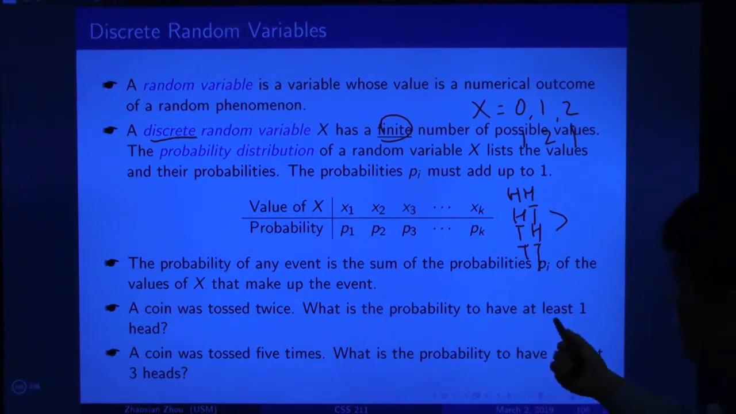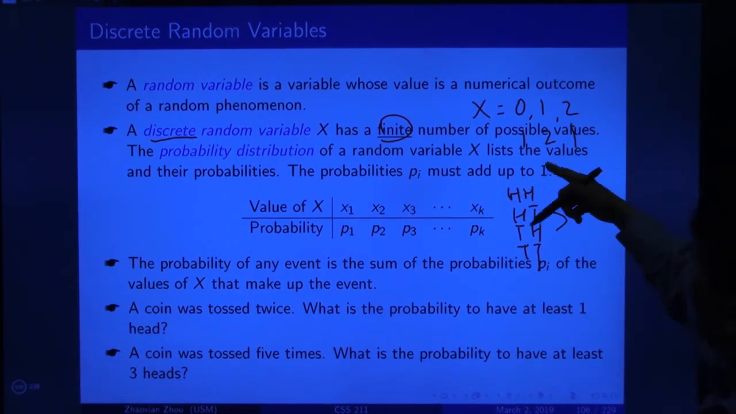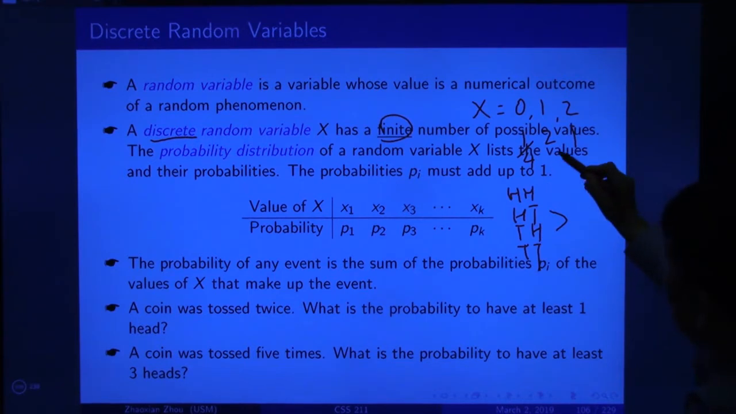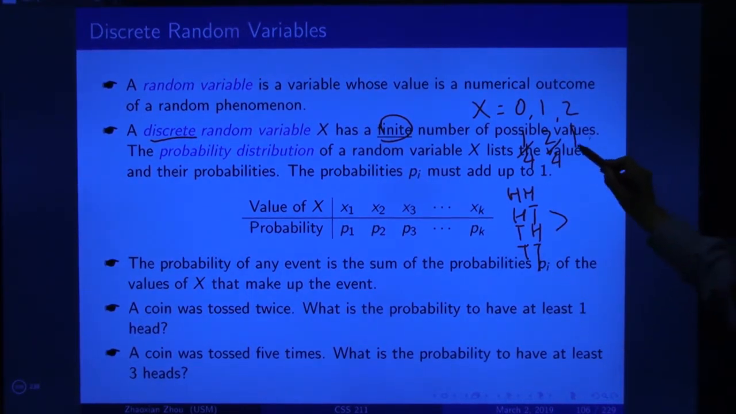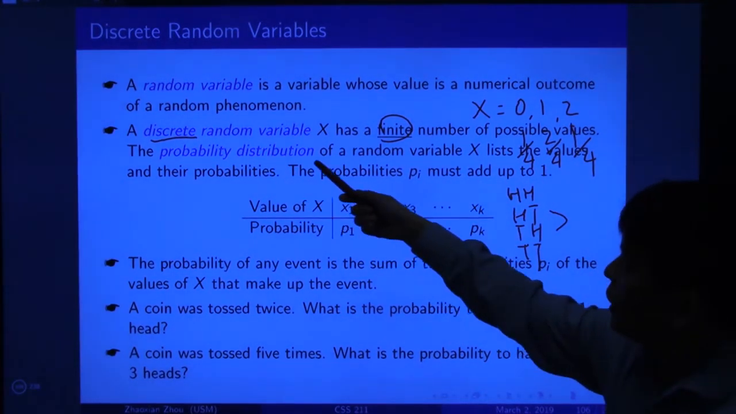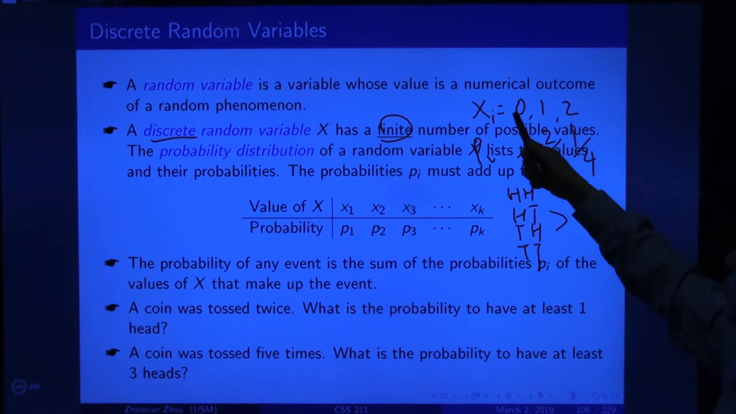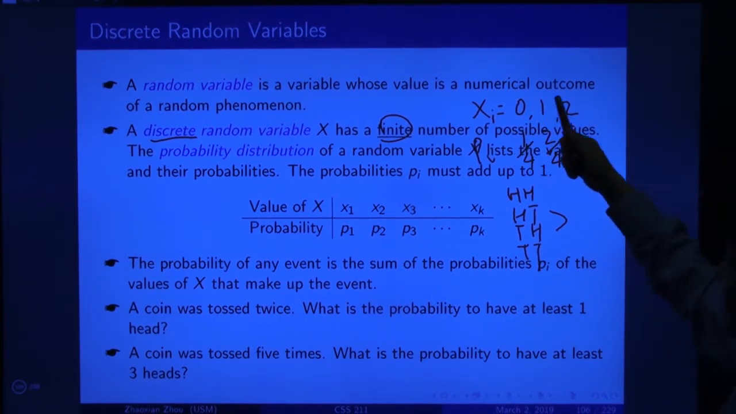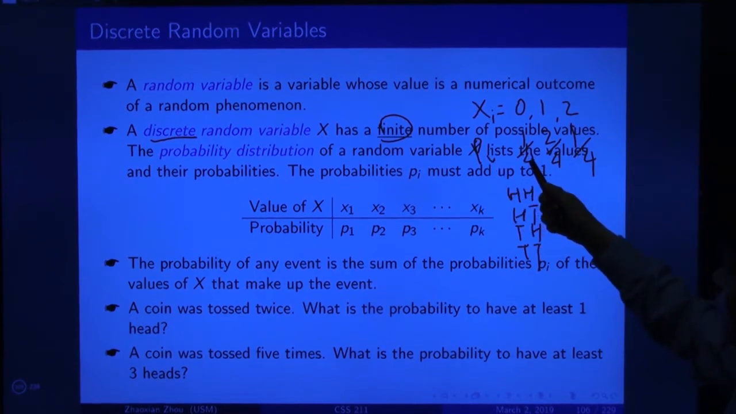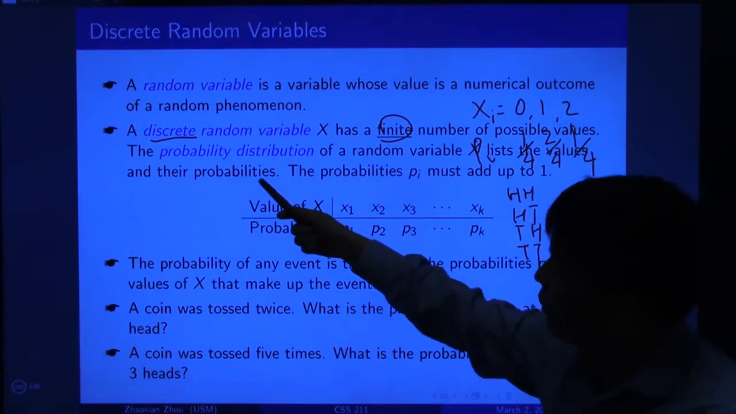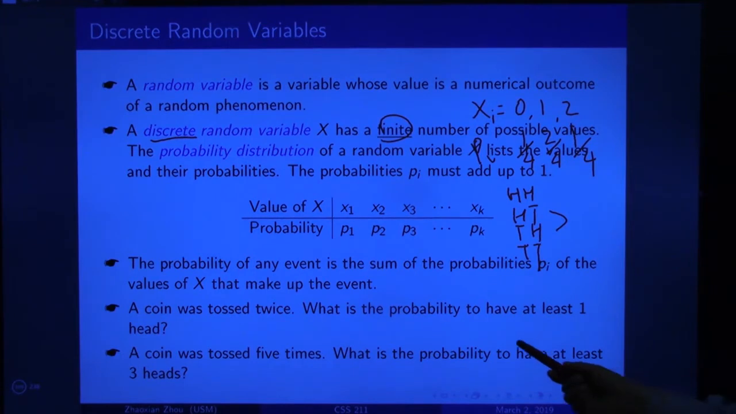We are asking what is the probability. Because we have 4 possibilities in total, the probability for this one will be 1 over 4, the probability for this one is 2 over 4, and the probability for this one is 1 over 4. So this gives us the probability distribution. This is xi, x1 equals 0, x2 equals 1, x3 equals 2, and p1 equals a quarter, p2 equals 2 quarters, and p3 equals 1 quarter. So this gives us this table. It's called the probability distribution.